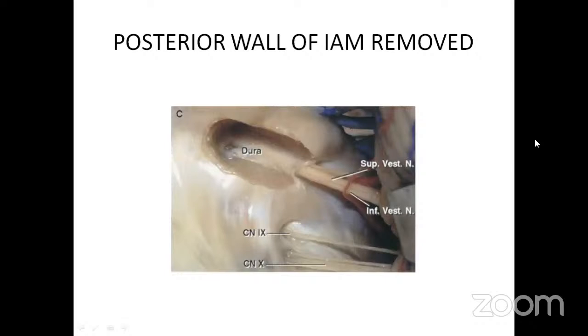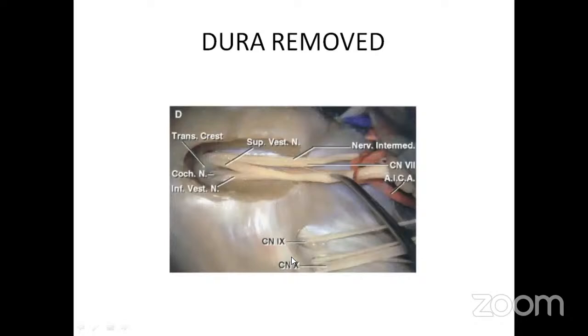Now, the posterior wall of the internal acoustic meatus has been removed. We can see the dura, the superior vestibular nerve, and the inferior vestibular nerve entering through the internal acoustic meatus. Below are the glossopharyngeal and vagus nerves that enter through the jugular foramen. In this diagram, the dura has been removed. Now we can see a transverse crest which divides the nerves. The superior vestibular nerve lies above the transverse crest, and the inferior vestibular nerve and cochlear nerve lie below the transverse crest.